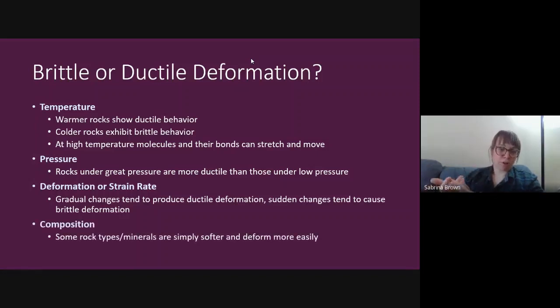And then composition of your rock, of course, is important. So we hopefully remember from identifying minerals and rocks in lab that some of our rocks or minerals are just softer than other ones, right? So think of those minerals in lab that you could scratch off under your fingernail, right? Think of gypsum or sulfur. That's just a really soft mineral. A rock that has a lot of that in it is going to deform more easily, going to behave more ductilely than a harder, say, quartz based rock that's harder and not as easy to deform.